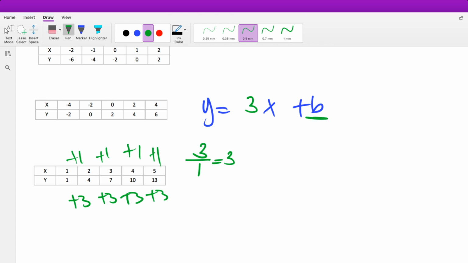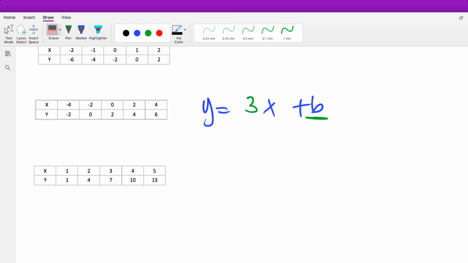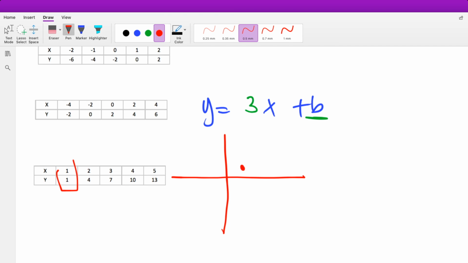And now for b, where do we see that x is 0? Nowhere. So do we have a b? Let's see. Well, the short answer to that question is going to be yes, but let me show you why. Once again, let's draw a little graph here. The first point we see is at 1, 1. So let's go ahead, approximately 1 and 1, we'll say that's here. 2 and 4, we'll say that's here. 3 and 7, maybe up here.